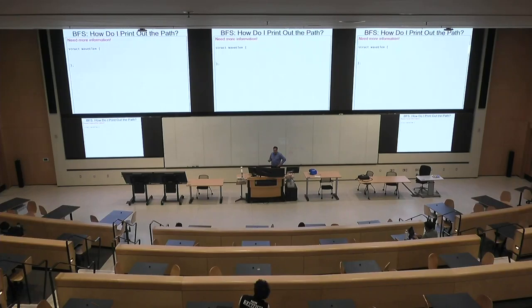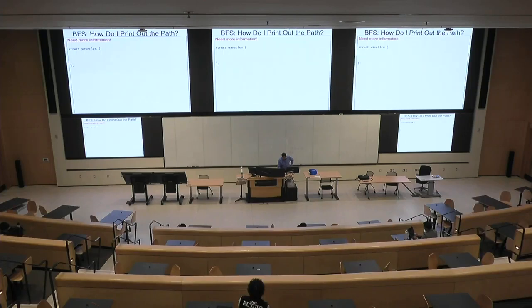Okay, so let's look at what that code looks like. First we need a little more information. My wavefront in the previous code was very simple. It just stored one thing, the ID of an intersection. This is an intersection I should look at next. I have reached it, but I haven't really looked at it in detail. I now need to store a bit more.